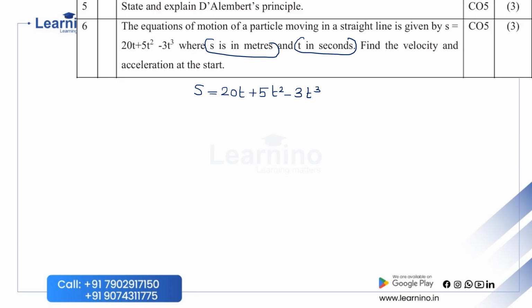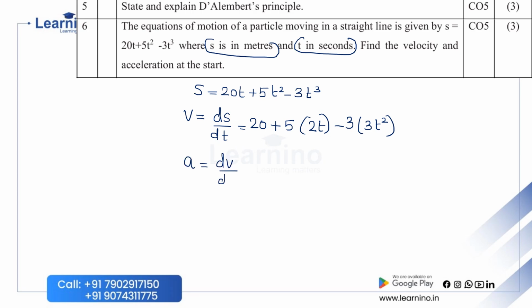Okay, so this is our equation of motion, that is, the equation for displacement. So we can find the equation for velocity, that is v is equal to ds divided by dt. So 20 plus 5 into 2t minus 3 into 3t square. Okay, and acceleration can be written as dv by dt, that is equal to 10 minus 9 into 2t.